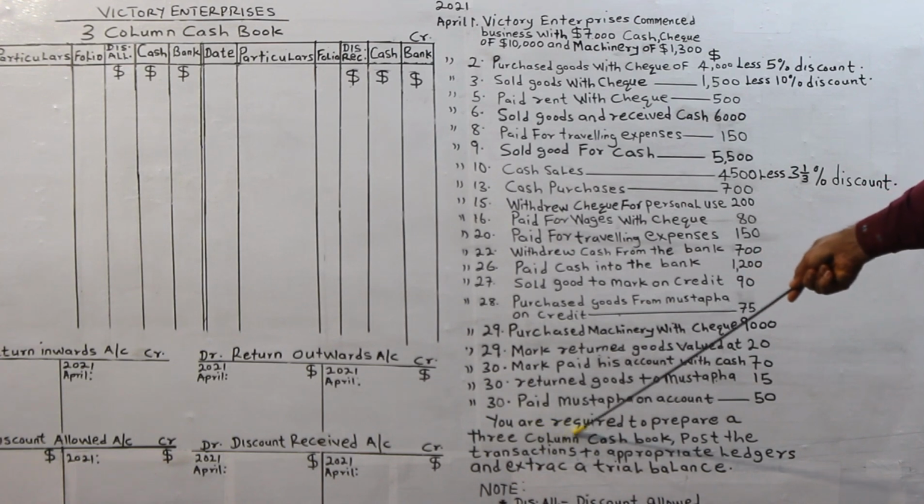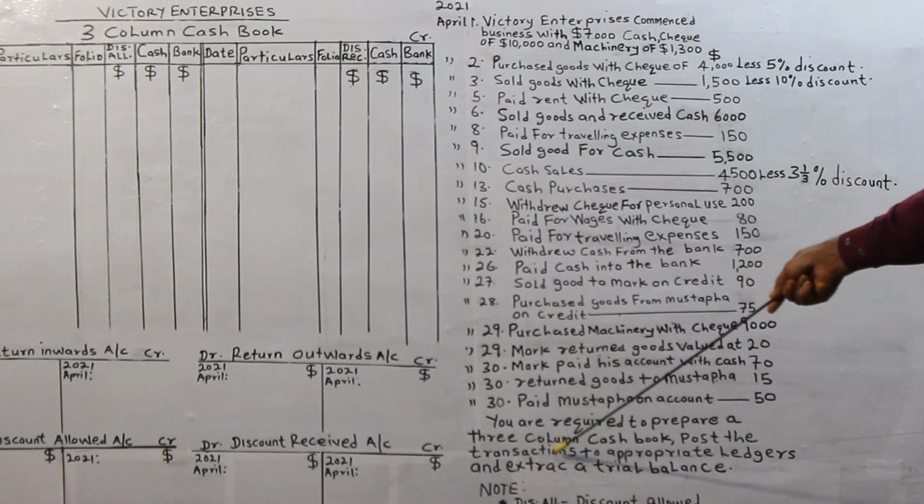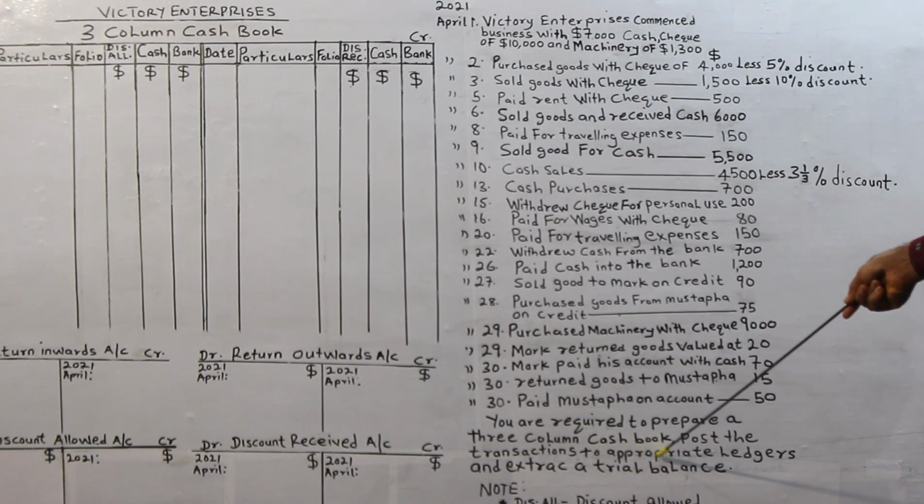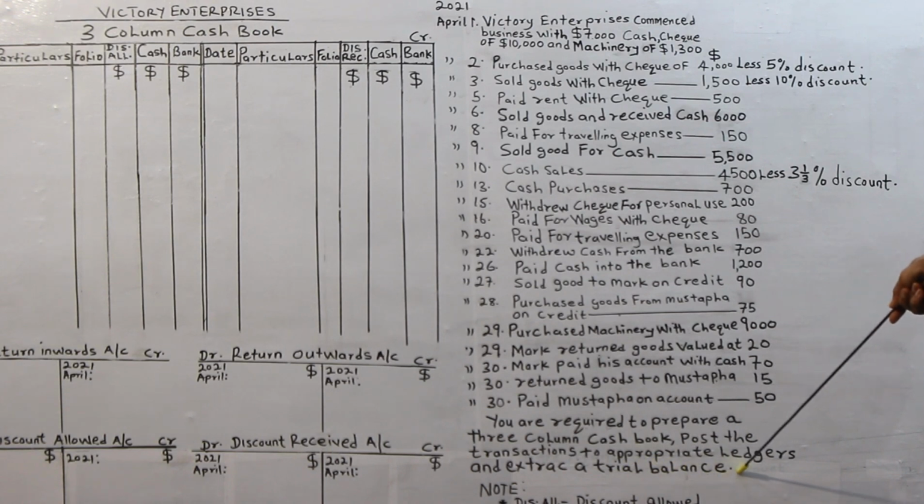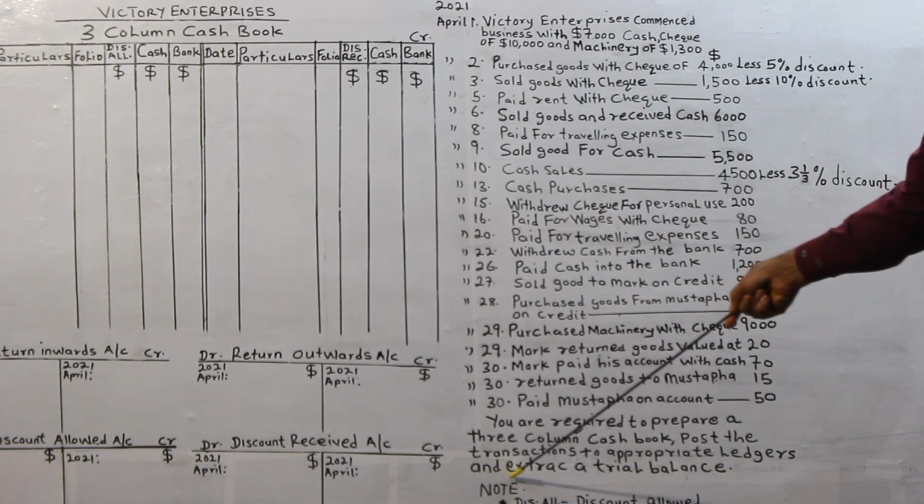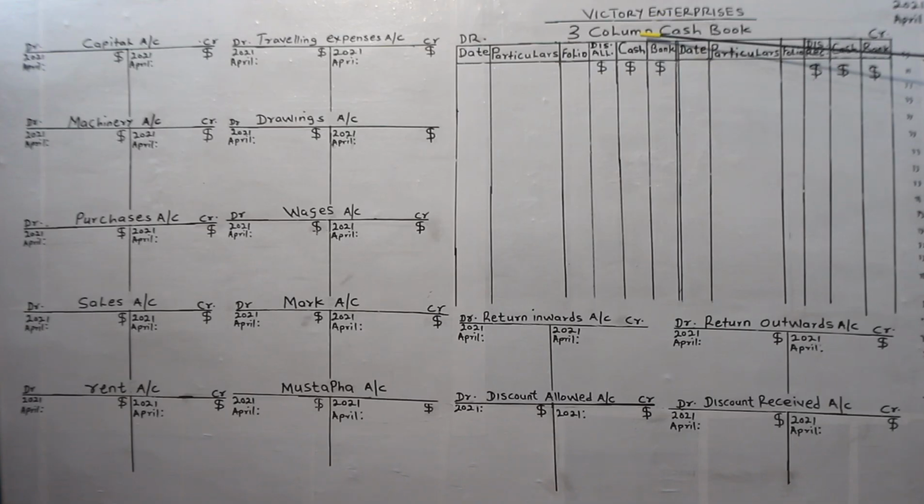You are required to prepare a 3-column cash book, post the transactions to appropriate ledgers and extract a trial balance. To prepare the 3-column cash book, we have to adopt this ruling. We are preparing it for Victory Enterprises. The name must be written.